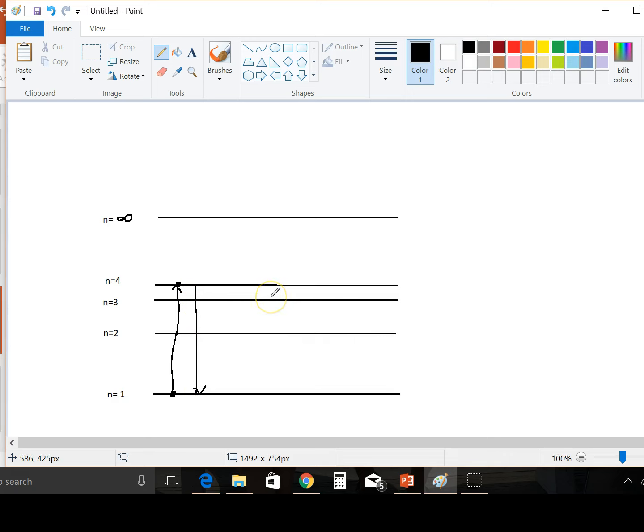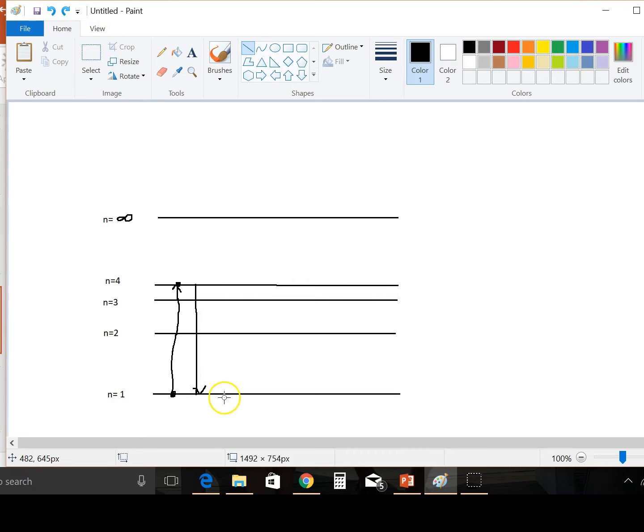Now, when you're looking at a sample of hydrogen, there's more than one atom in the sample. In fact, there's a whole bunch of atoms in the sample. So some of the atoms will have that electron that goes to n equals 4 terminate. Oh, actually, that's not what I want to do. I'm sorry.